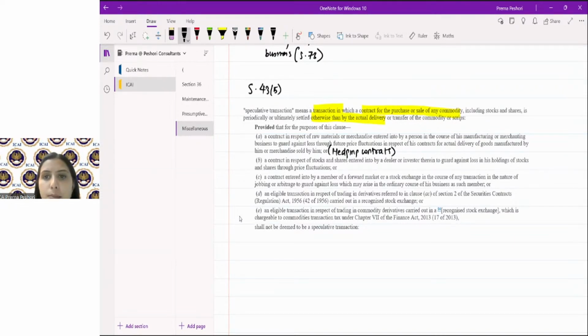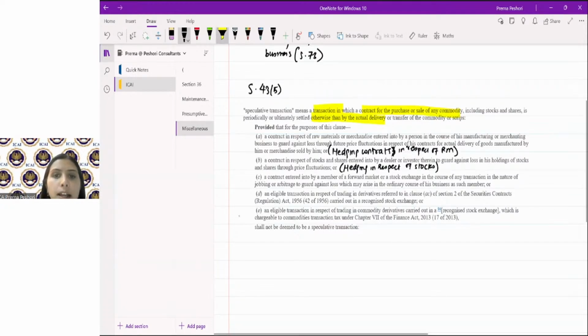A contract in respect of shares and stocks entered into by a dealer or investor to guard against loss in holding of stocks and shares through the price fluctuation. So hedging contract again, in respect of stock. So this is also hedging in respect of stocks. It is a hedging contract in respect of raw material.